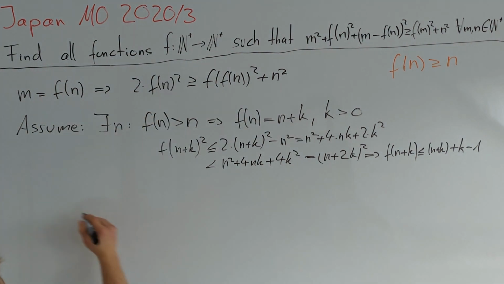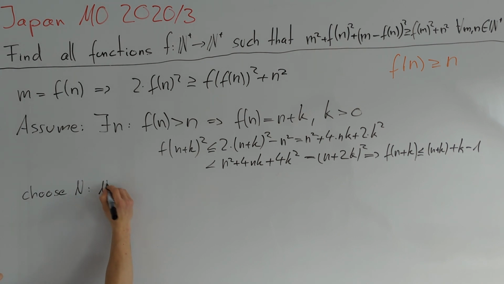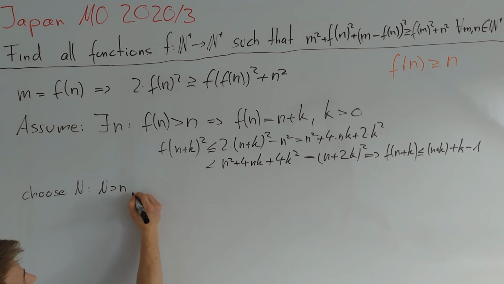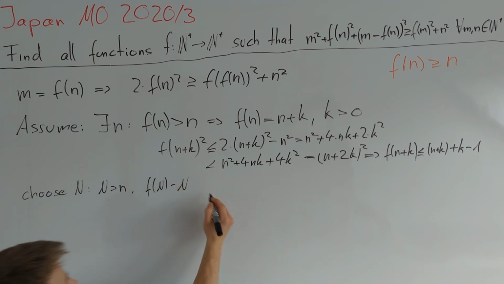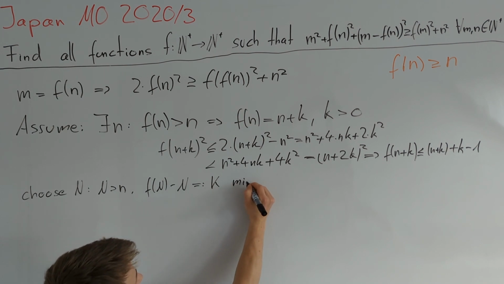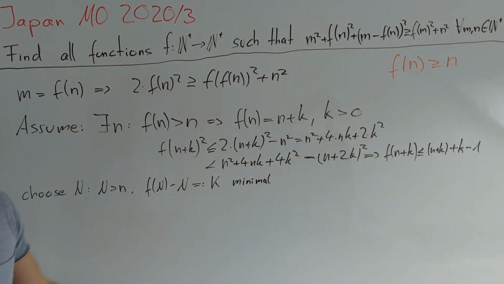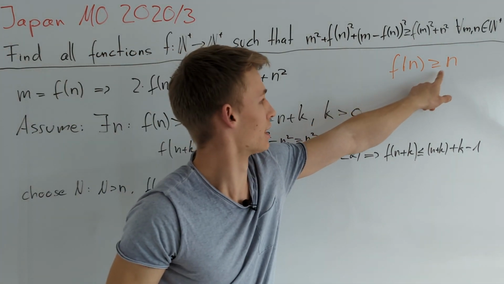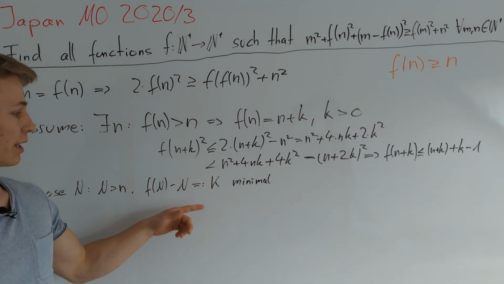So let's choose capital N such that capital N is greater than n, and f of N minus N, which should be defined to be capital K, is minimal. And this is always possible because of the inequality f of n is greater than or equal to n. We know that the left-hand side is always non-negative and therefore bounded from below by 0.